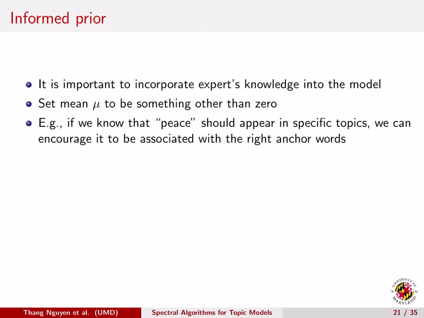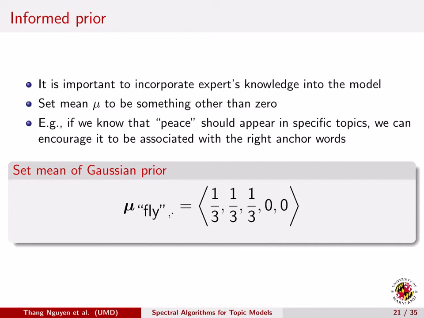But what L2 regularization does allow you to do is it lets you do things that weren't possible before. You can have more expressive models. So for example, you can set the mean of your L2 regularization to be something other than 0. So for example, if you have some prior knowledge that the word piece should appear in specific topics, you can encourage that to be associated with the right anchor words by setting the mean appropriately. So set it higher in the case that you want it to be associated with those anchor words and 0 otherwise.